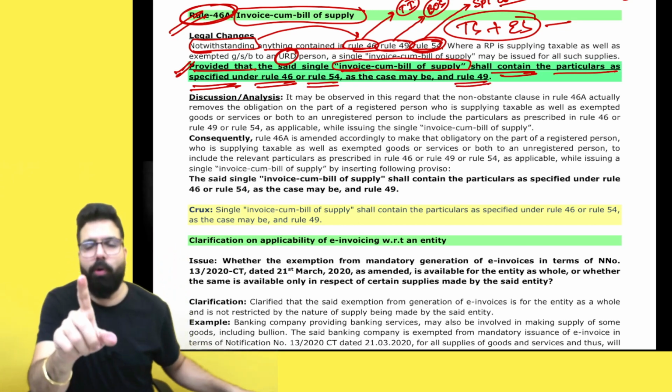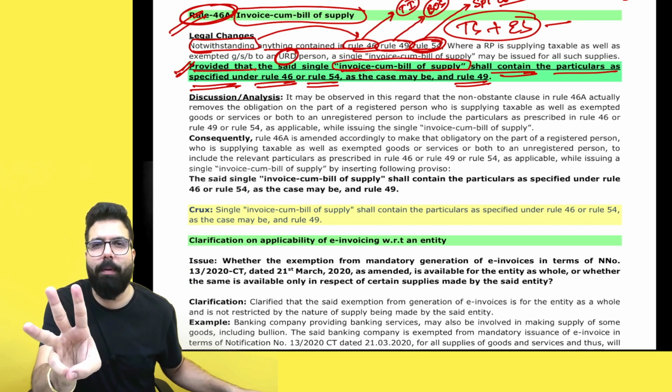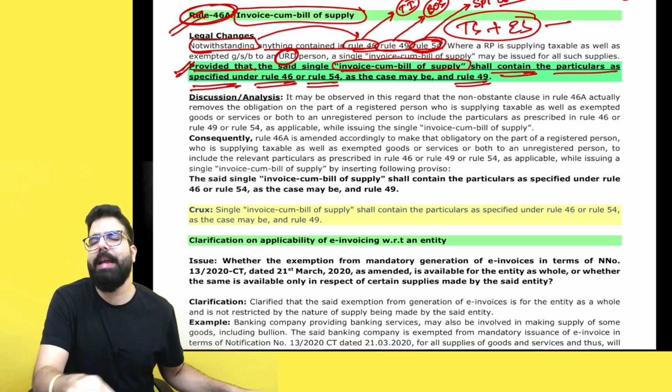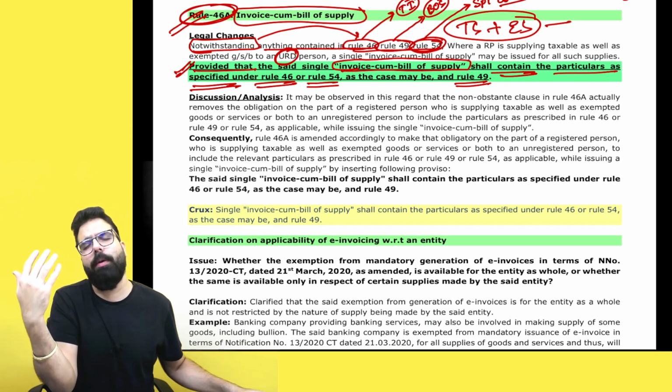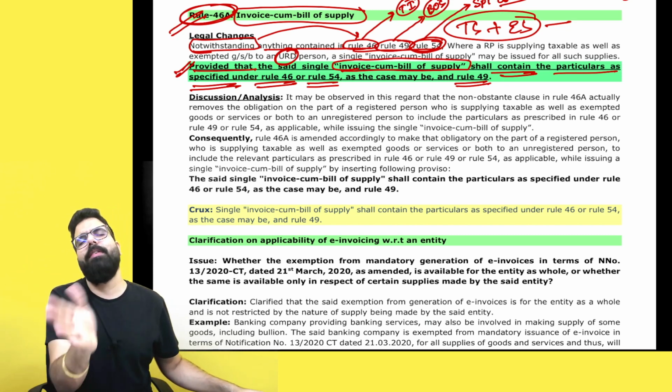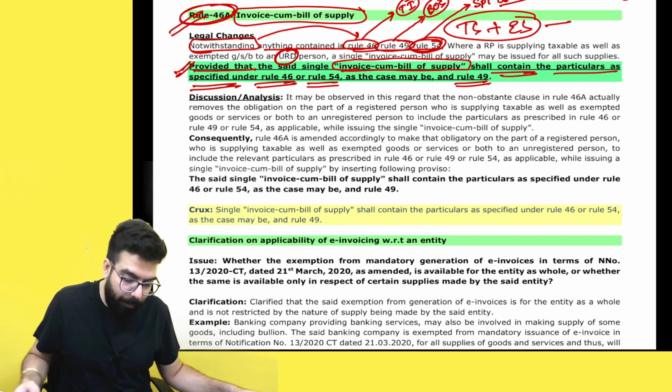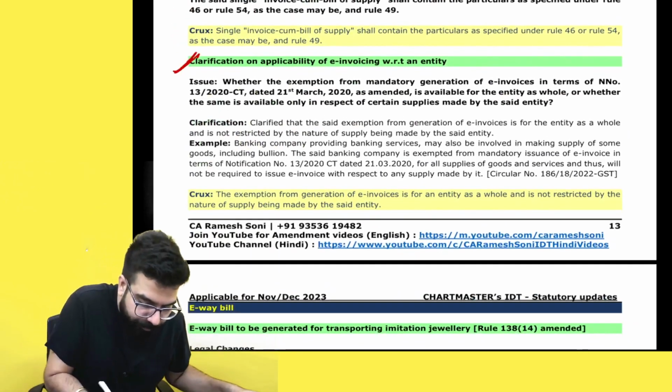It means don't put rule number 46, rule number 49 or rule number 54 in the dustbin. When you are making a tax invoice cum bill of supply, that should contain the details as told in rule number 49 or rule number 46 or rule number 54. Total bakwas amendment. Chalo, let's go ahead.